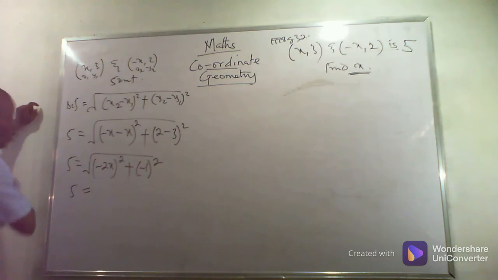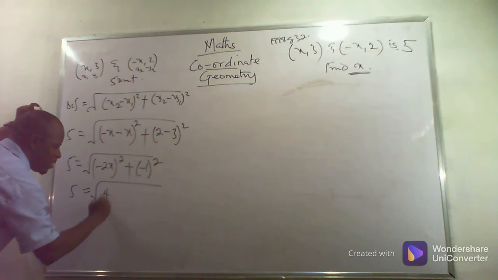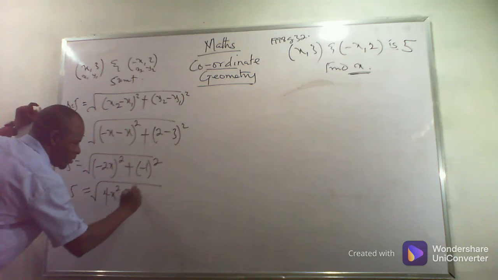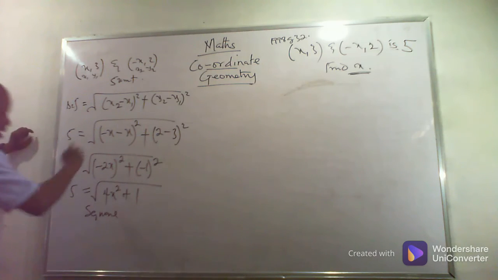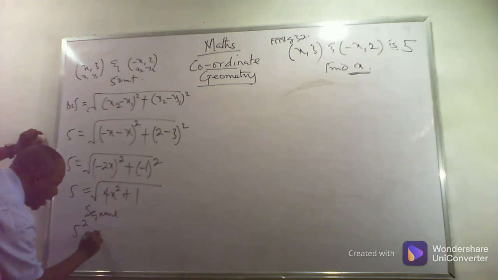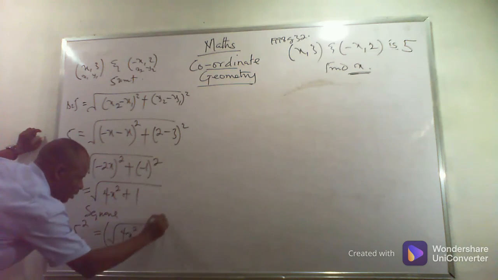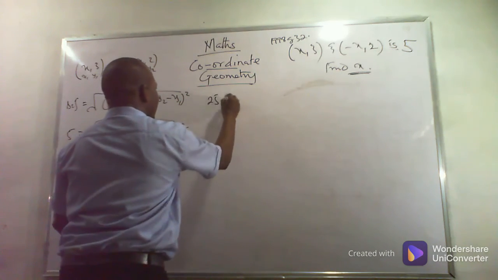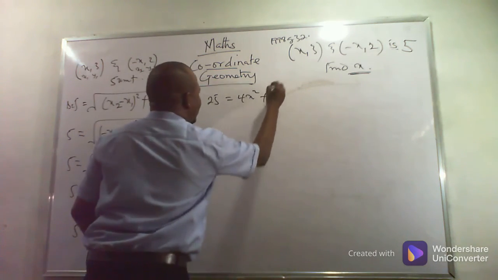So I have 5 equals square root of minus 2x squared, that is minus times minus, that will give me 4x squared. Then minus 1 squared, that will give me 1. So what do I do now? Let me square both sides. If I square both sides, I'm going to have 5 squared equals square root of 4x squared plus 1, squared. This will take care of this. So 5 squared gives me 25 equals 4x squared plus 1.